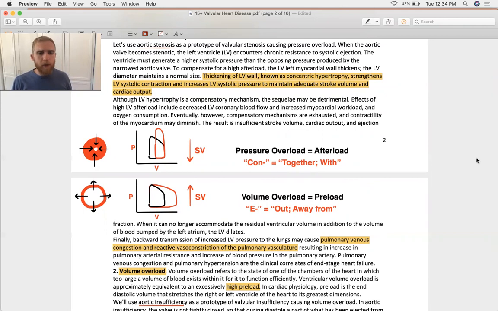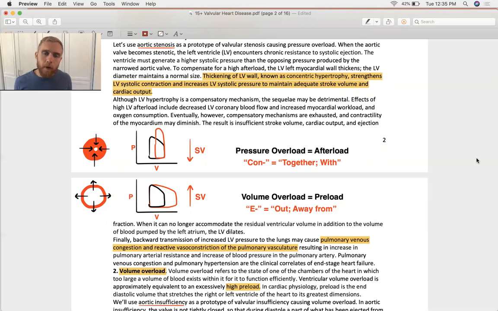And then a preload is basically volume. More volume, more preload. And again, we know that with more preload, the heart snaps back into place with a greater force. That's the Frank-Starling law. And so those two things, afterload and preload, are going to manifest as different changes on a pressure-volume loop and ultimately different changes at the biological level, because how the heart hypertrophies in response to a high afterload is not the same as how the heart hypertrophies in response to a high preload.